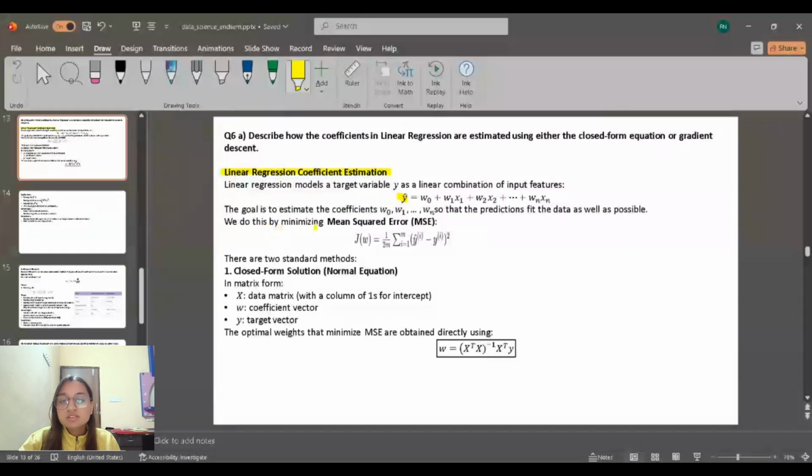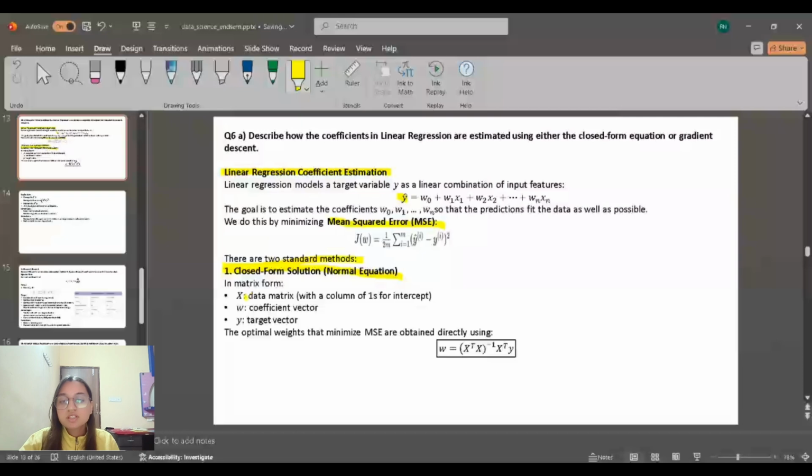We do this by minimizing the mean squared error (MSE). J(W) = 1/2m times the summation of (ŷi minus yi) whole squared, from i equal to 1 to m. There are two standard methods. First is the closed form solution, the normal equation.